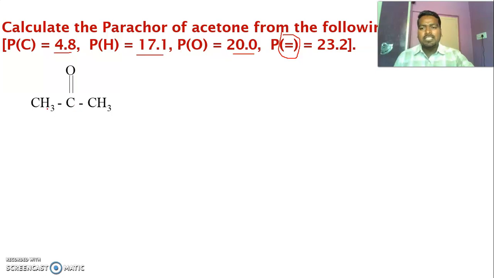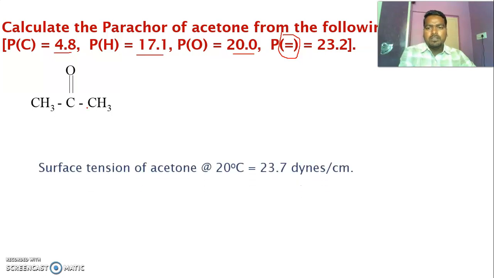Acetone has 3 carbon atoms. Dear student, just by looking at the structure, you must be able to identify the structural features like number of carbon atoms, number of hydrogen atoms, presence of double bond, presence of 5-membered ring, 6-membered ring. You have to identify all these structural features, and for all these structural features, multiply the corresponding atomic or structural Parachor value which is present in the data table. Got it?